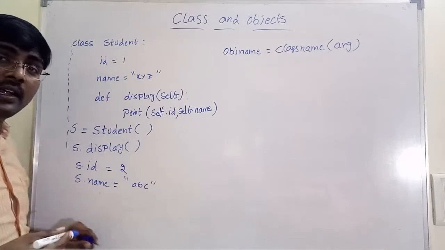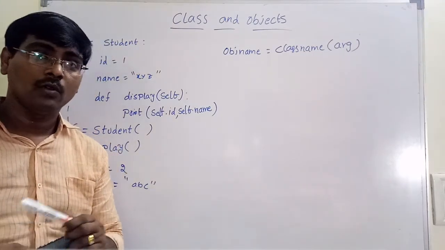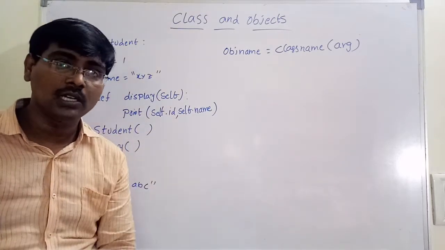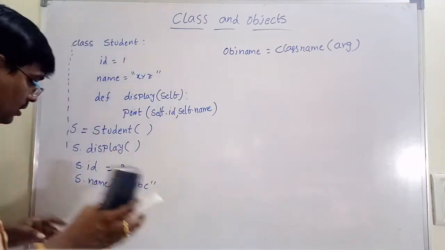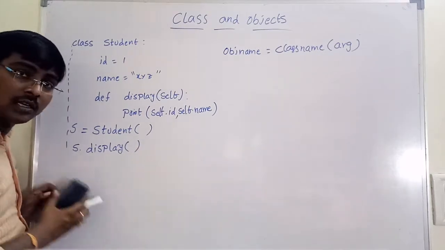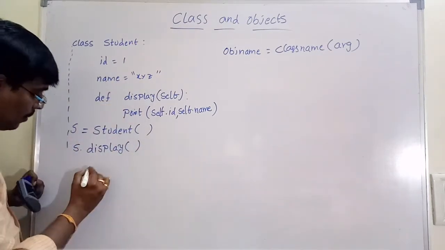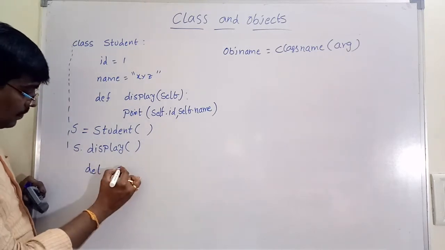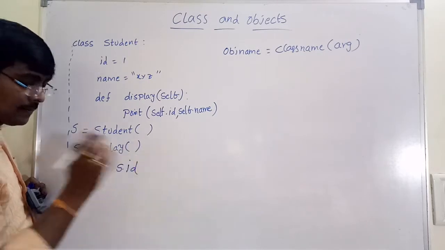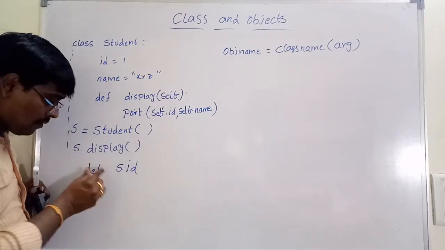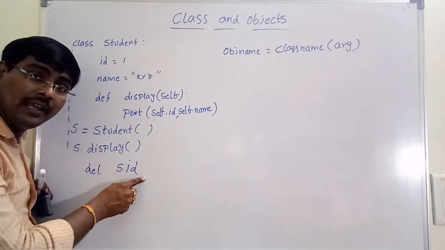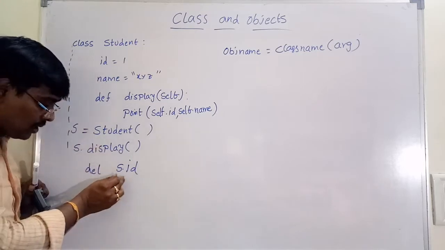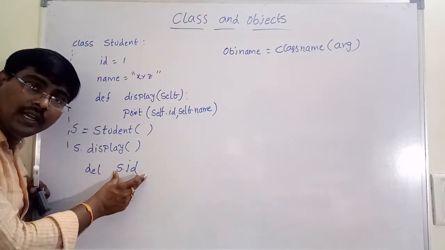Along with that, we can delete the object also. We can delete one property of the object or the complete object itself. Suppose you want to delete one property of the object, you use the keyword del, like del S.id. What do you mean by this? For the object S, id is not at all visible for the next iteration. For the object S, there is no id term.